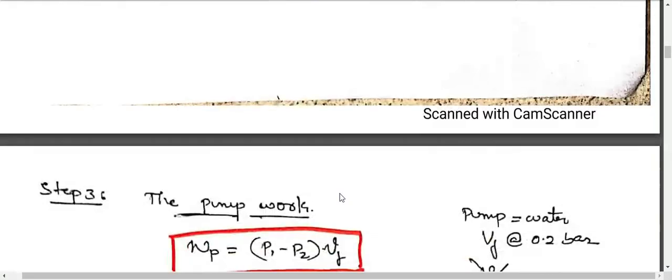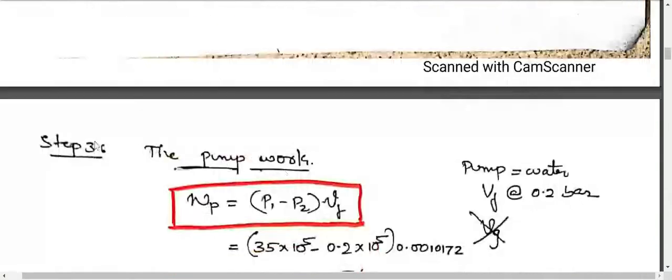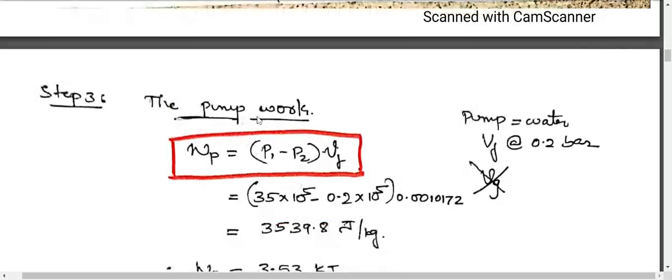So the next point is step number 3, the pump work. The first unknown he has asked is pump work. So simultaneously we'll calculate enthalpies as well as the unknown parameters. The pump work is defined as the work done on the pump, which is equal to the difference in pressure, that is P1 minus P2, or boiler pressure minus condenser pressure, multiplied by the specific volume of fluid.